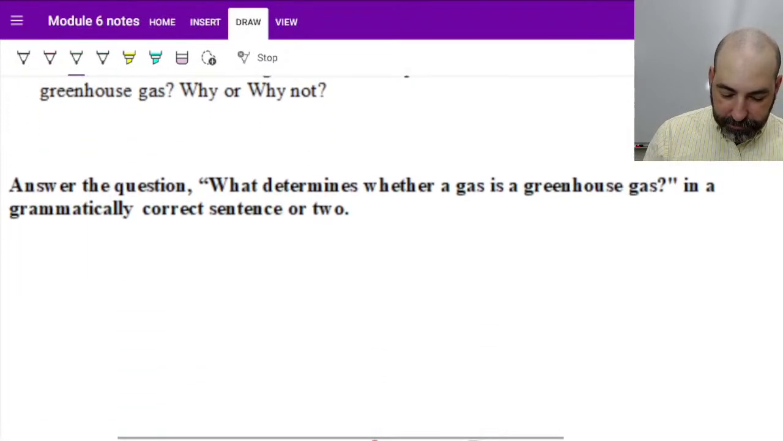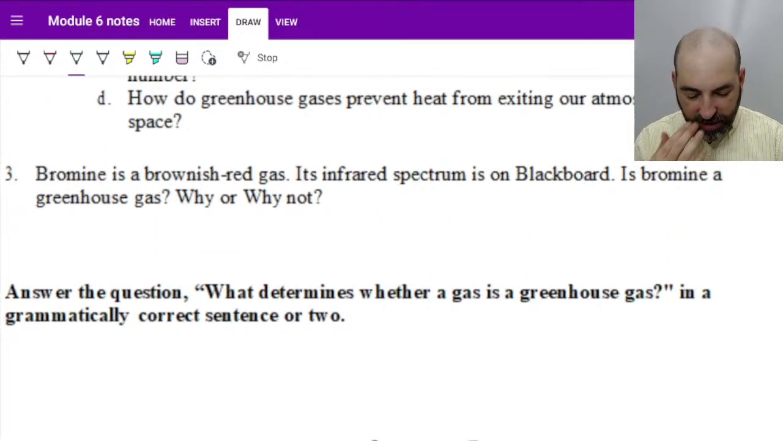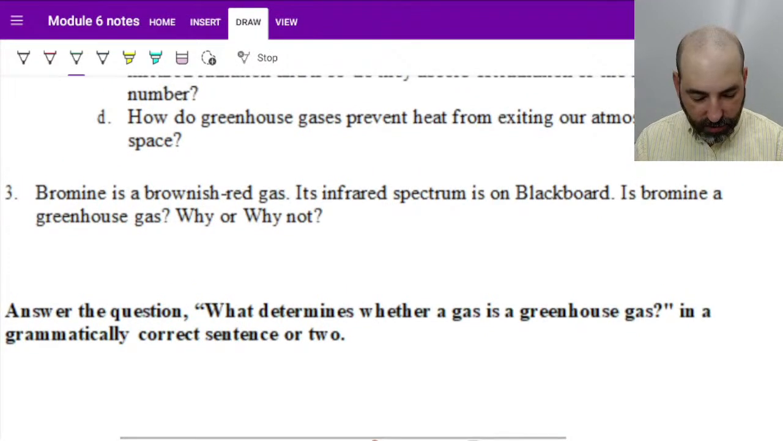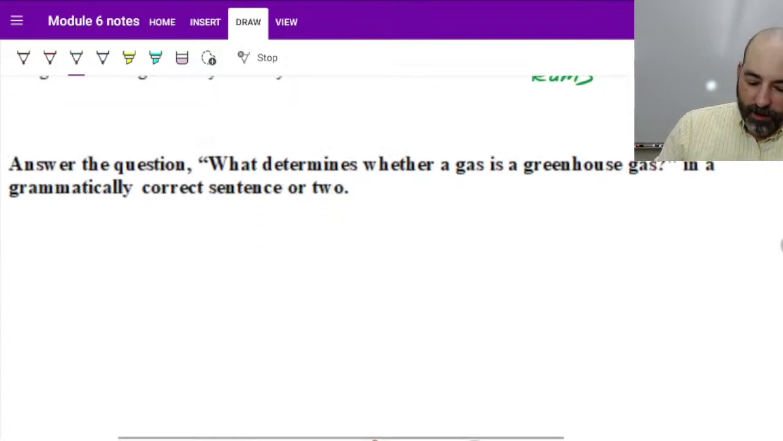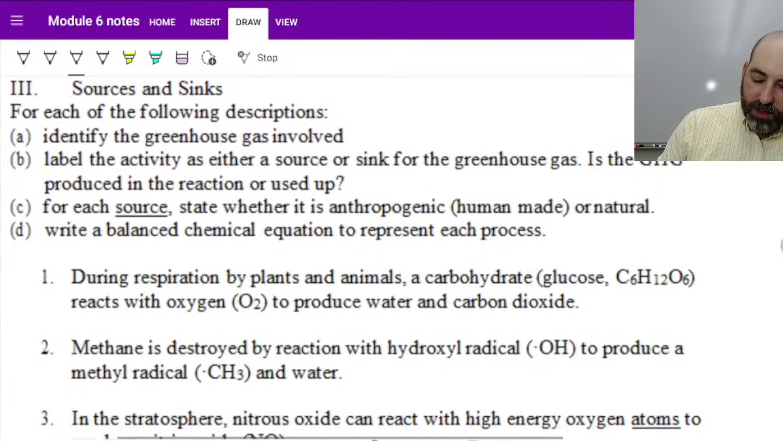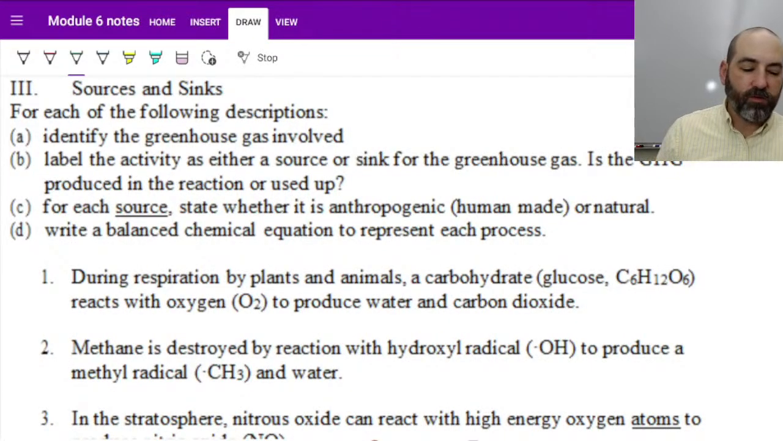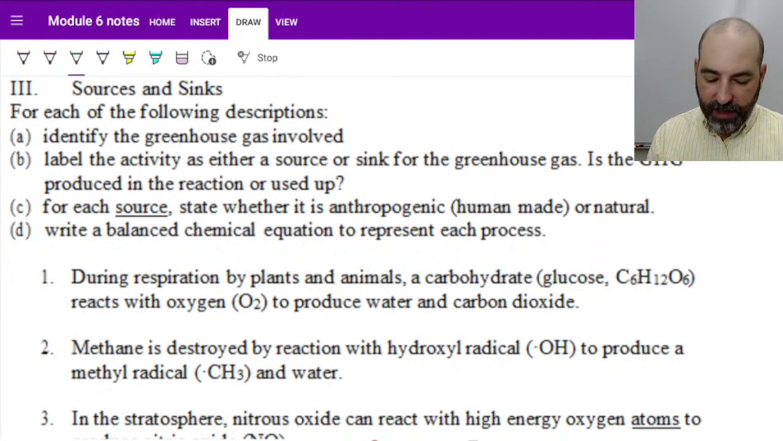Okay. And then we'll compare that to bromine. Of course, this is an older version of this, so it is not on Blackboard. It is on Teams, so you can take a look at that. Okay. So finishing that stuff, you should have a good sense then of what makes a molecule a greenhouse gas.